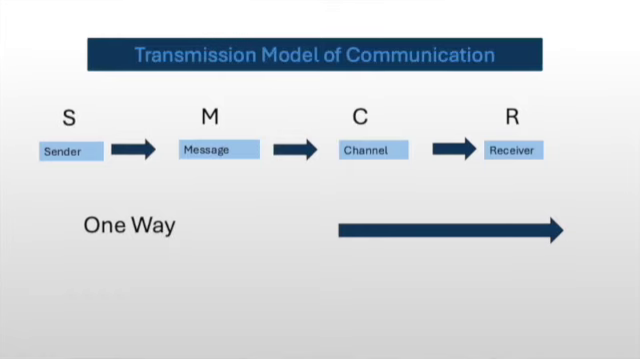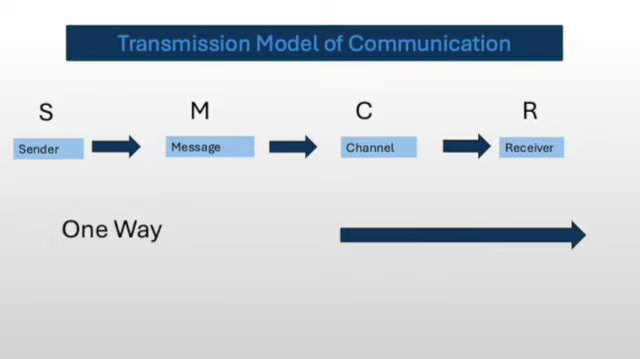Here are the four elements. You have a sender, a message, a channel, that's the way the message is sent, and a receiver. So, for instance, in making this YouTube video, I'm the sender. I'm putting together this message to help create meaning. I'm sending it through a channel, which in this case is a video posted on YouTube, and you are the receiver. Now, we call the transmission model one-way communication because I'm really not expecting any feedback, any response from the receiver. I'm just putting the information out there.